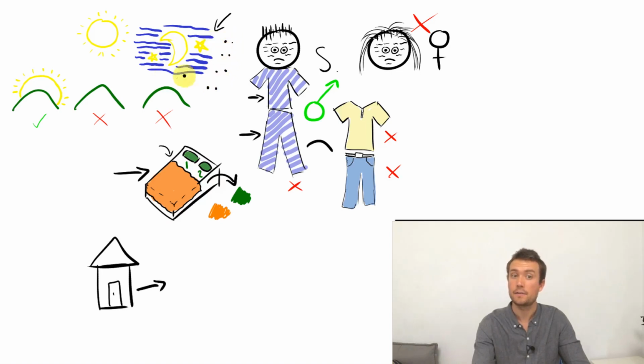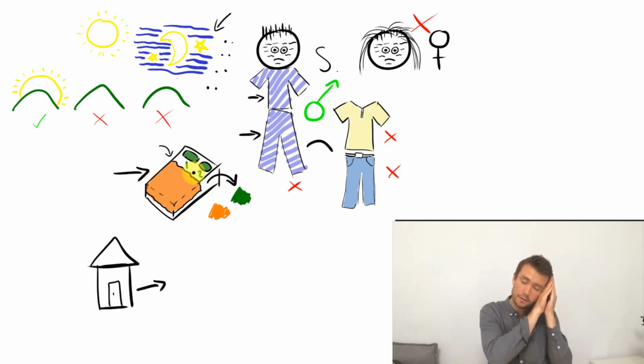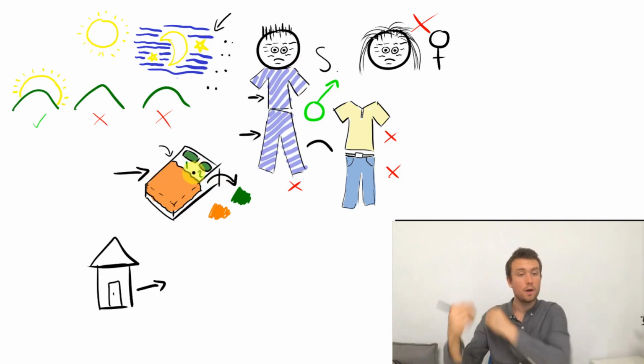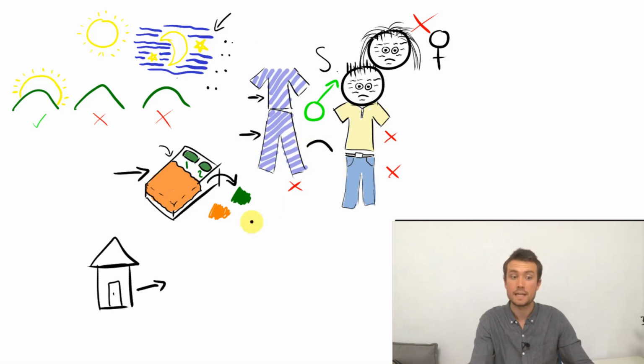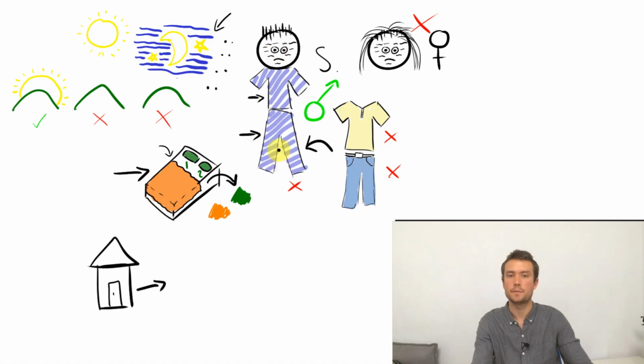Every night, Mr. Smith goes to bed. He goes to sleep. Before going to bed, he changes his clothes. When he leaves the house, he wears his day clothes, his shirt and his pants. And when he goes to bed, he changes into his pajamas.